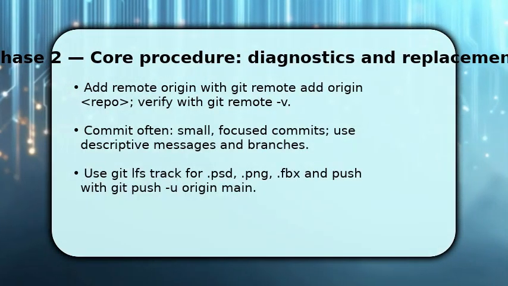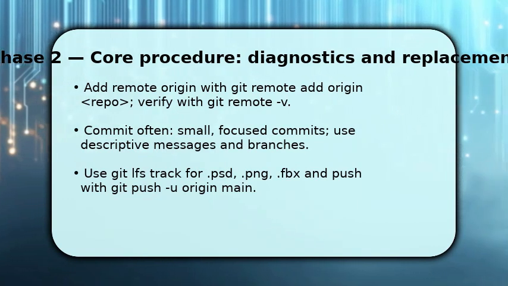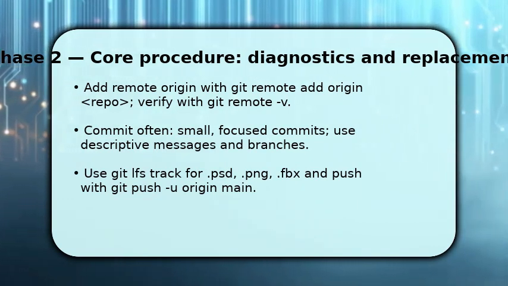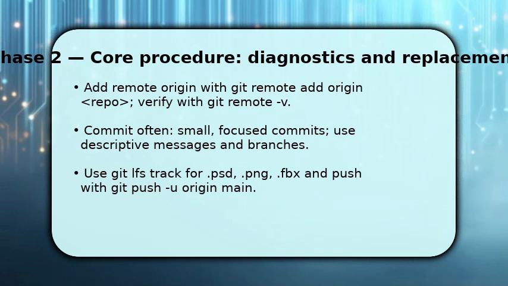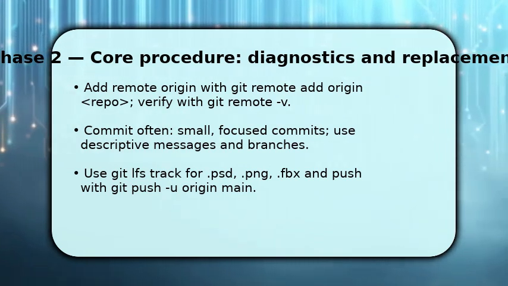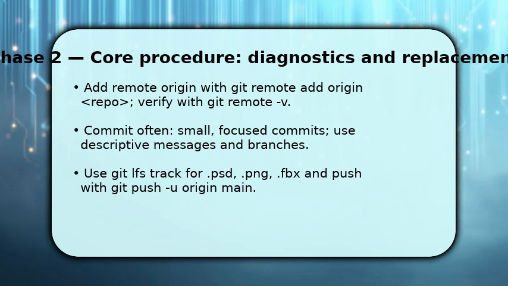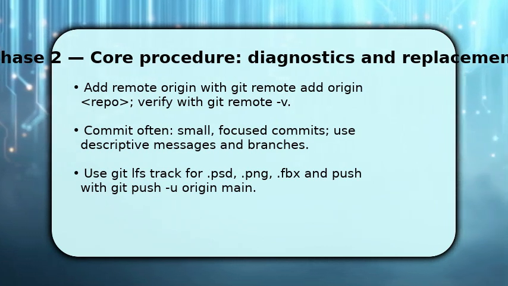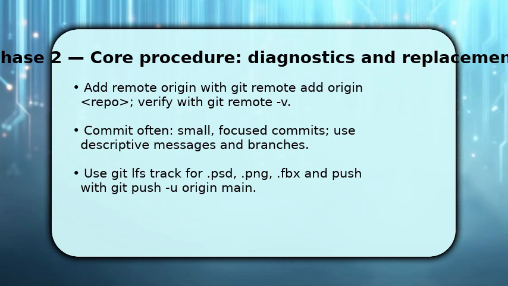Now you link the local repository to GitHub and push your first real changes. Add the remote origin, then create a branch for features or fixes so you avoid committing directly to main. Use Git LFS track for large binary assets and commit with concise messages that explain why, not what.